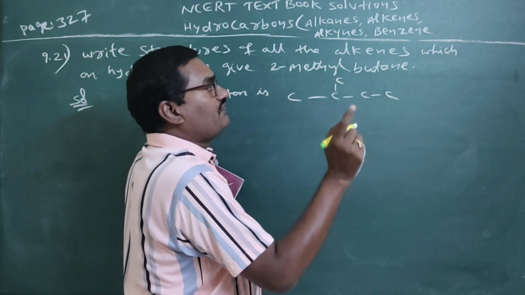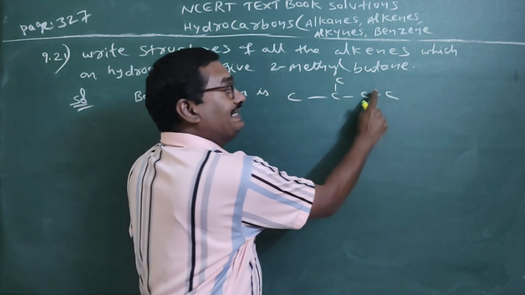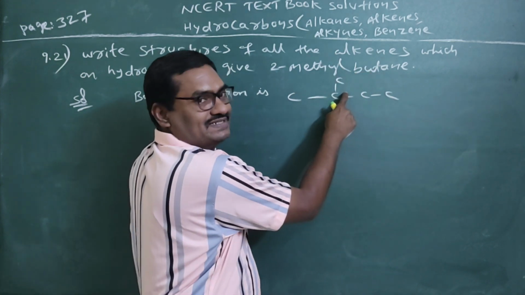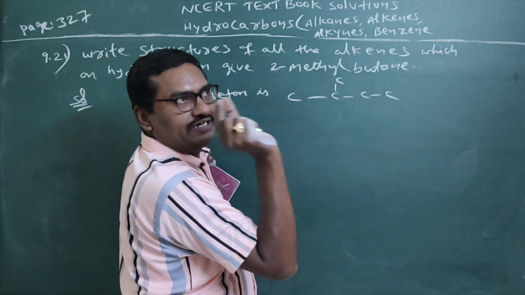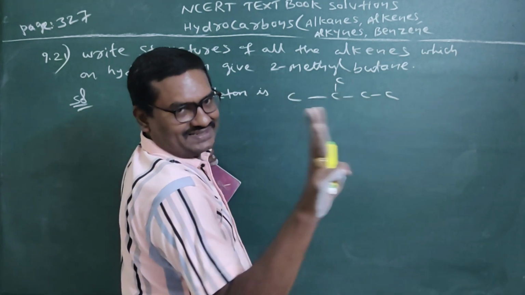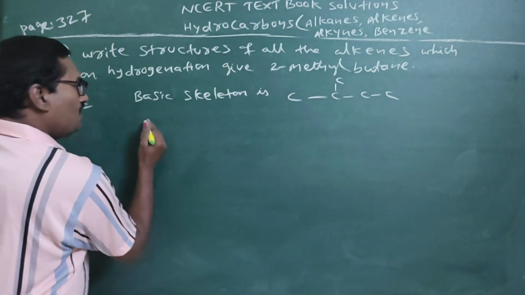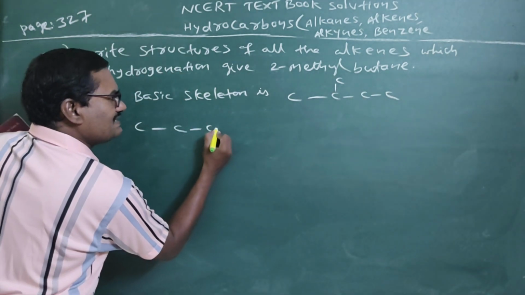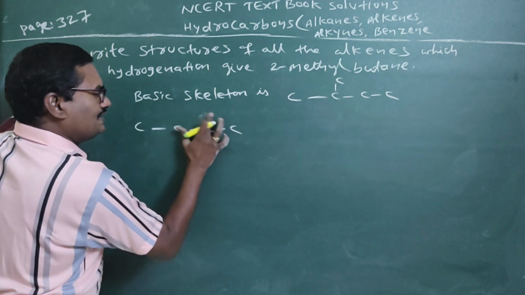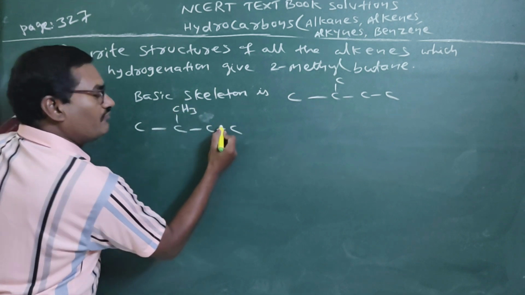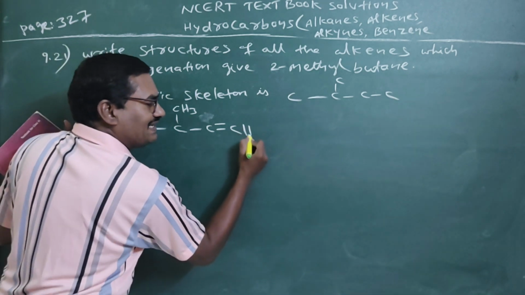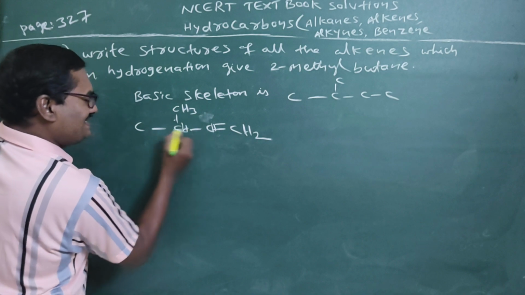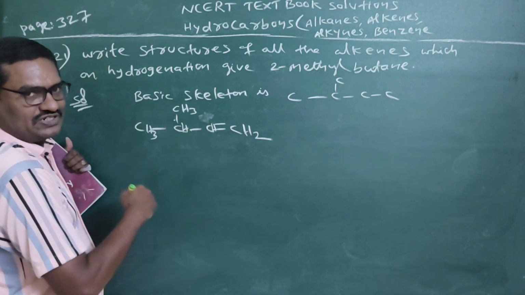Then first of all, we put a double bond in this place. For the next compound, we will put the double bond in this place, and for the next compound, in this place. So 3 structures are formed. Now I will write. First, double bond in this place, then C double bond C, here CH3. So first double bond in this place, then CH2, 1, 2, 3, CH, CH3. So it is the first compound.